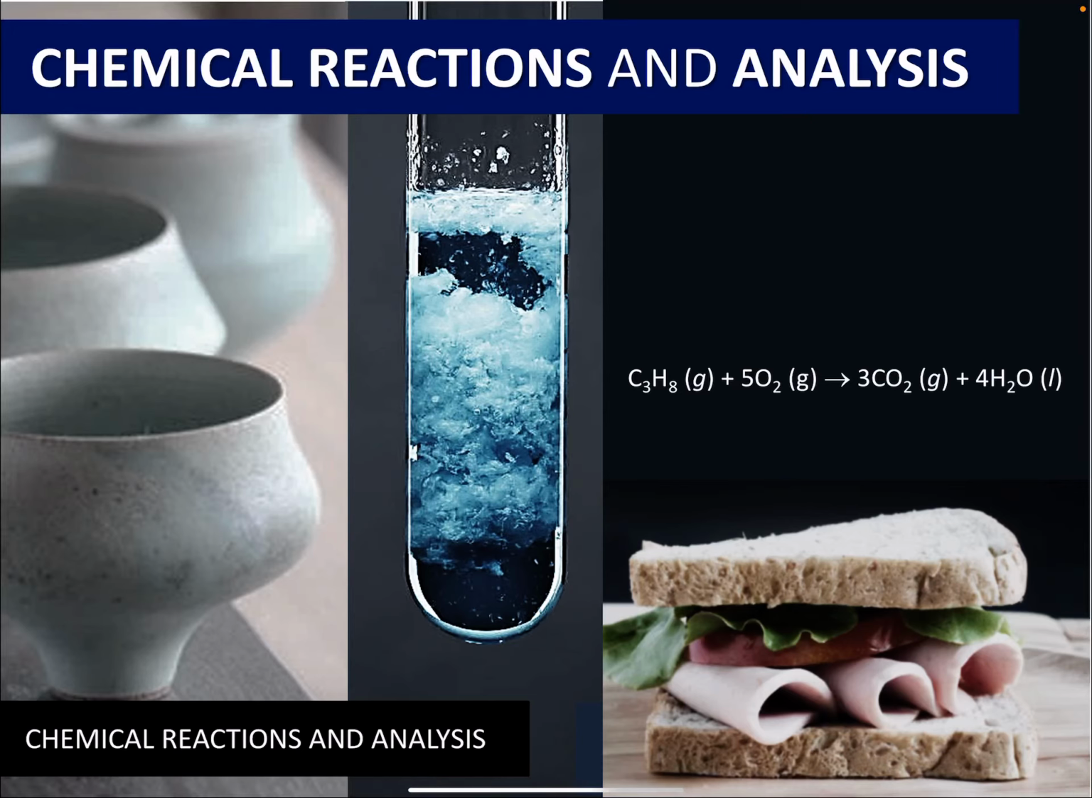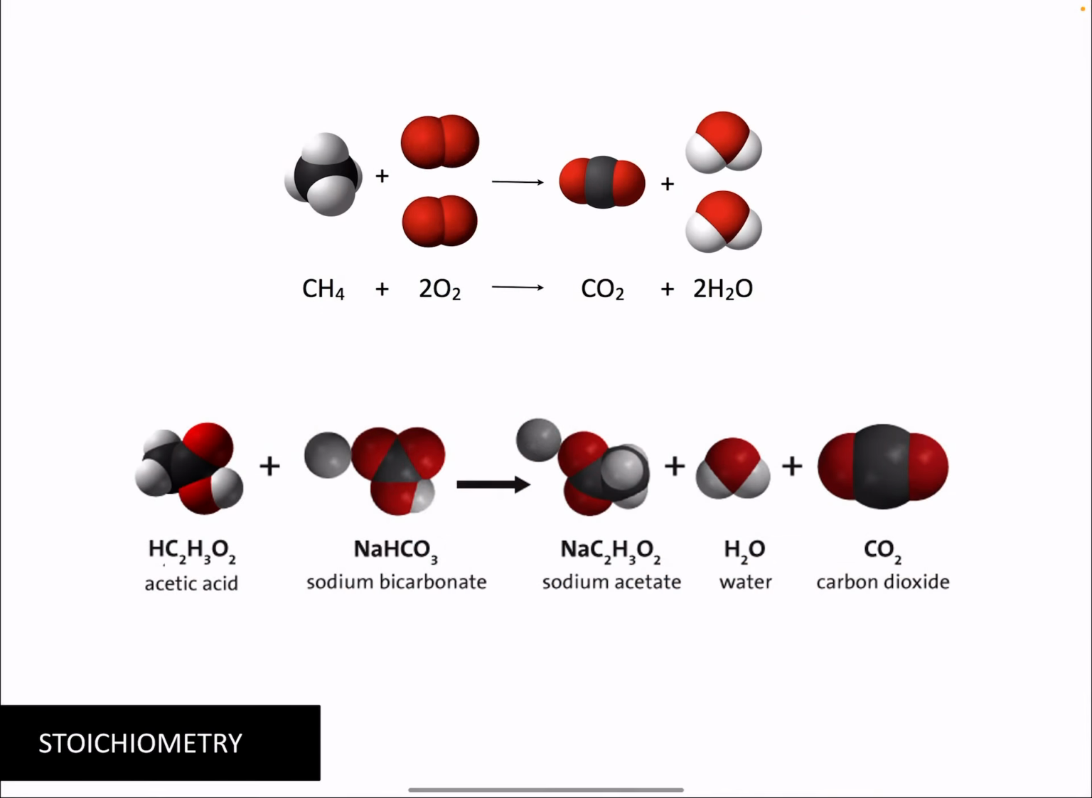Part 4 is chemical reactions and analysis. We're going to get back into chemical reactions. So here's an example of methane, tetrahedral methane, reacting with oxygen atoms to give me CO2 and water. We're seeing the atoms and molecules doing chemical reactions.